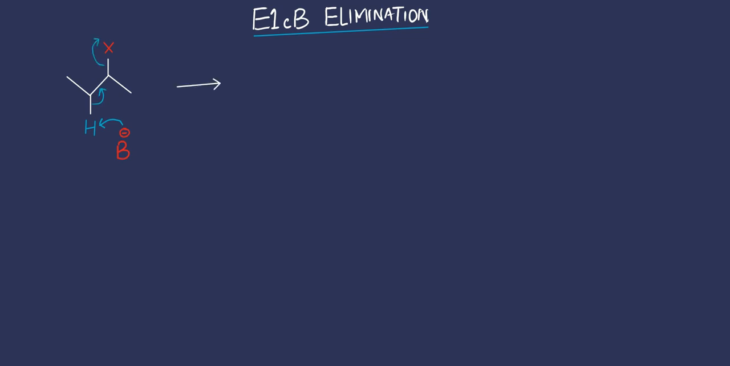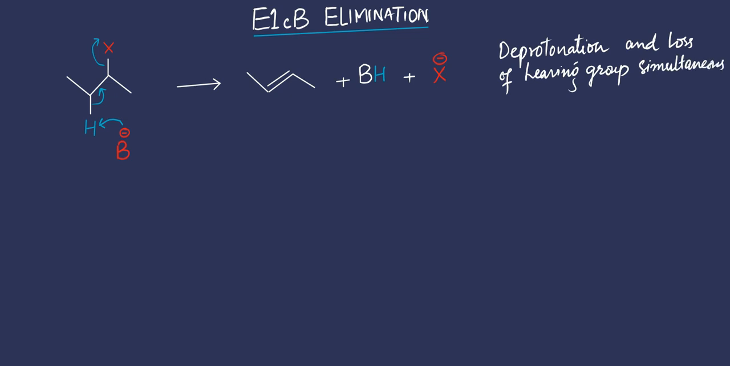Before discussing the E1cB in detail, let us repeat what happens in E2 and E1 elimination, so that we understand the difference in E1cB. Consider this alkyl halide. X is a good leaving group, and with respect to it, this is the beta hydrogen. One way of elimination is that the base abstracts this beta proton, so that its bonding electrons are pushed in between the alpha and beta carbon to eliminate the X. The product alkene is formed with side products, the conjugate acid of the base and the leaving group. In other words, deprotonation and loss of leaving group are simultaneous. We have discussed that such an elimination is called E2, because the rate-determining step is bimolecular.